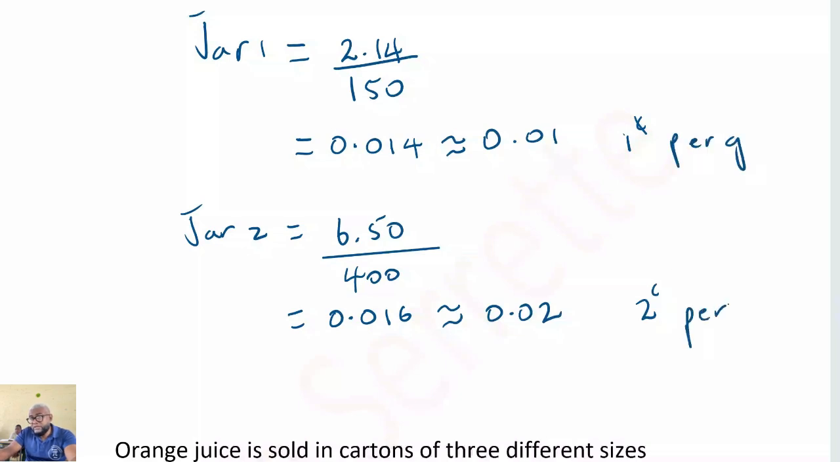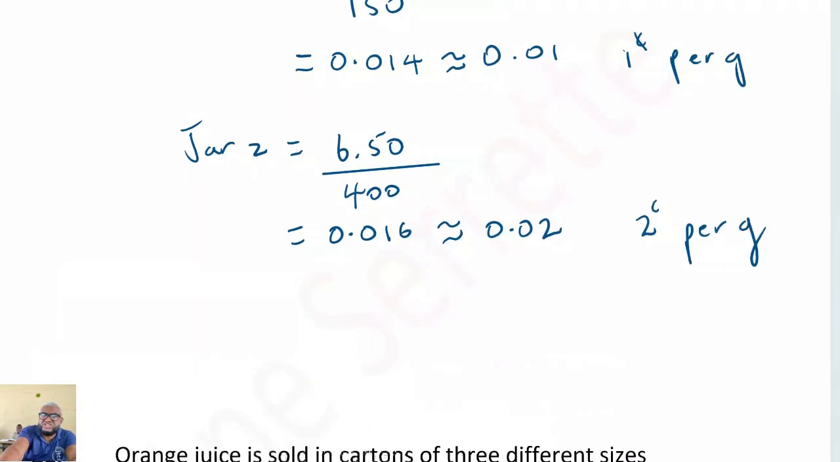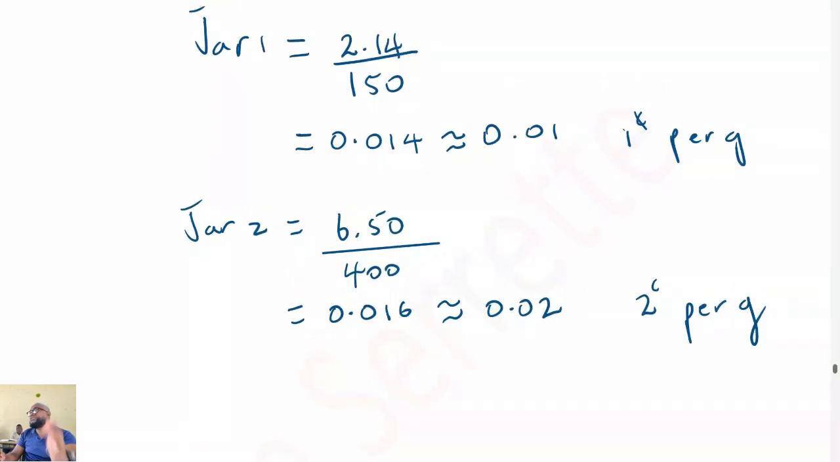Per gram. So therefore, which option will be the better buy, which is the cheaper option? Which one is cheaper? So therefore, jar 1 is the better buy.